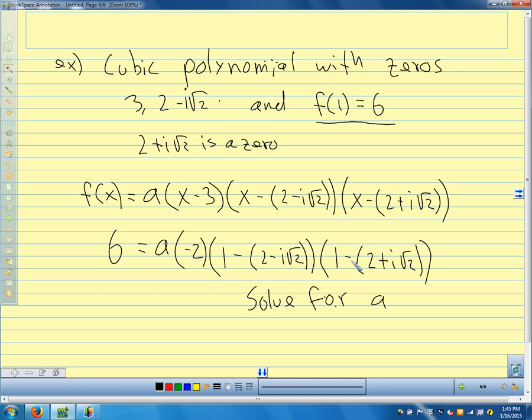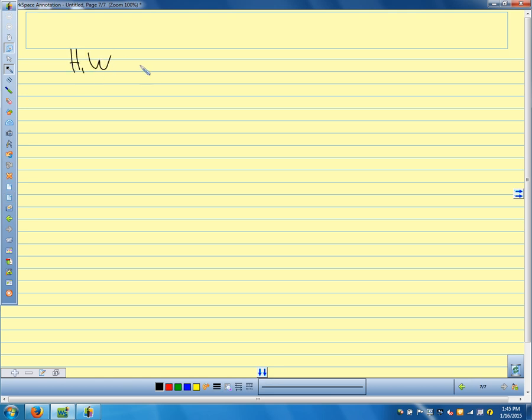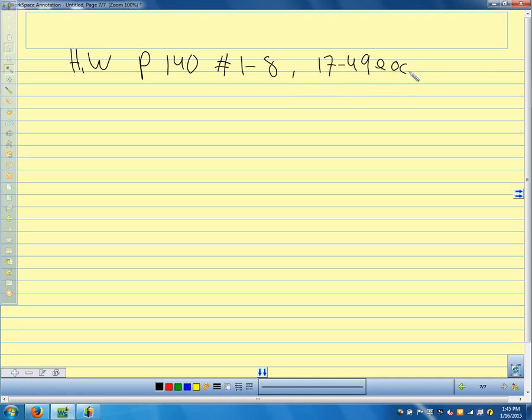All right, homework. I changed the homework up a little bit from what's on the board. Every other odd. And for this, we want to skip number 29, because on number 29, one of the zeros turned out to be 5/3.